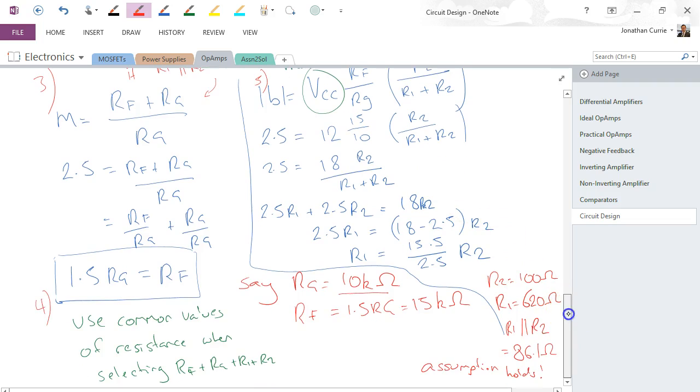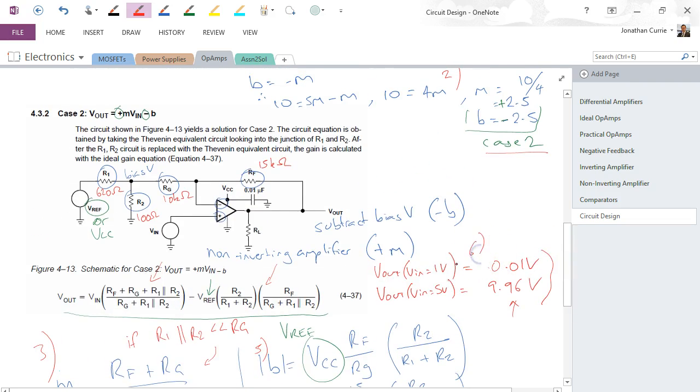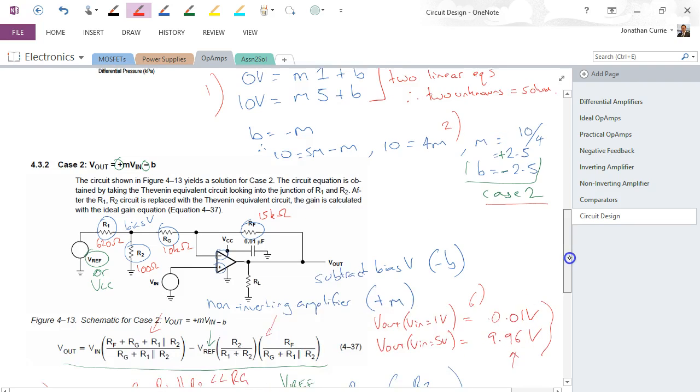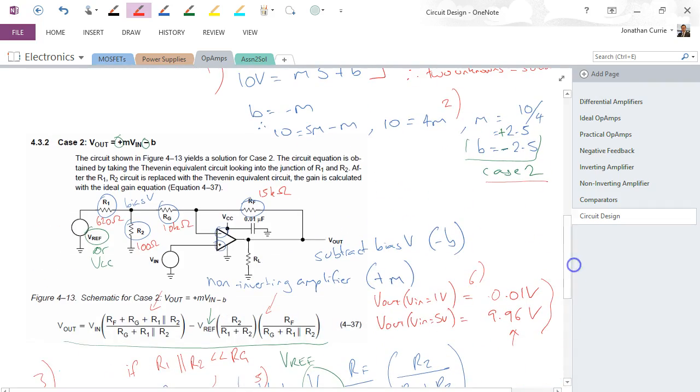Wandered through the equations till we got to the point where we have another relationship, used some common values of resistors in here, and then we checked that the assumption held. Alright, from there we can then substitute in, and always substitute in and check to see that the values you get out are in fact what your original design spec was. Don't just rely on the fact that all your algebra here has been perfect.